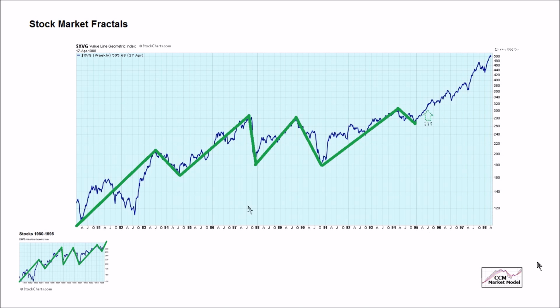In this case, for illustrative purposes, let's look at this point here. This is the breakout here at 311. When the index was trading at 311, we're exceeding this high here, and this high here. From point A to point B, after the successful breakout in June of 1995, the Value Line Geometric Index rallied for 1,026 days into 1998. The gain from point A to point B was 68%.